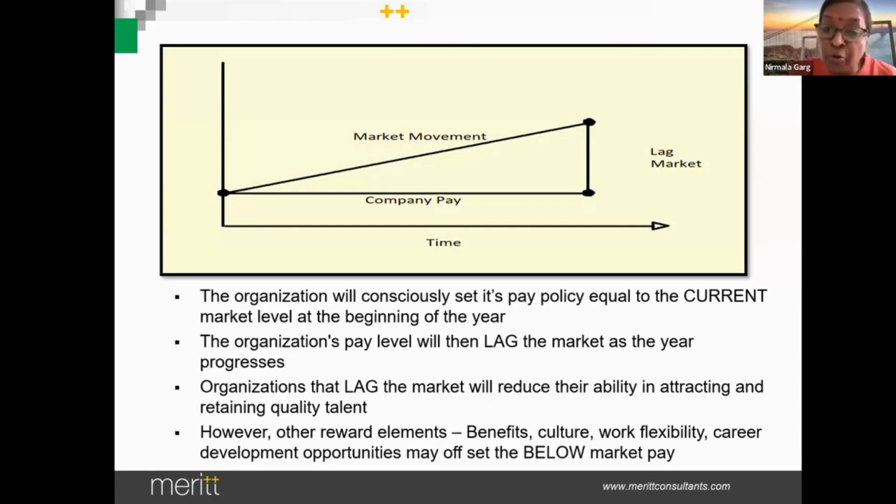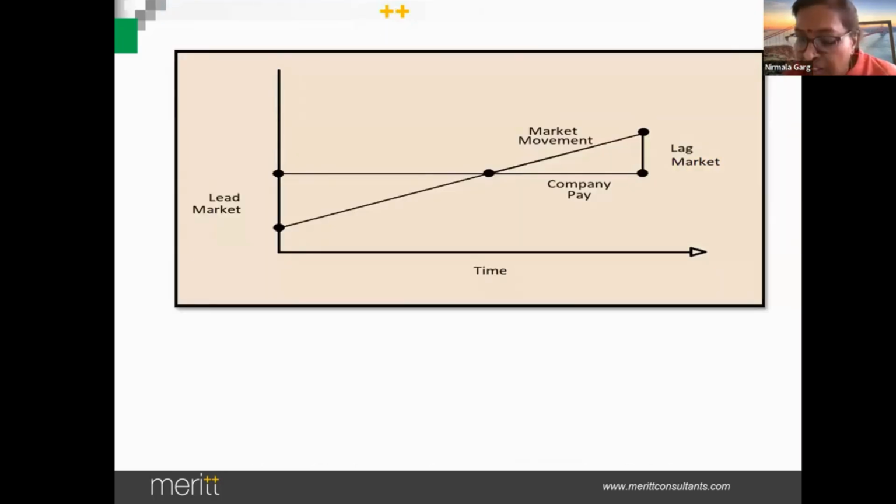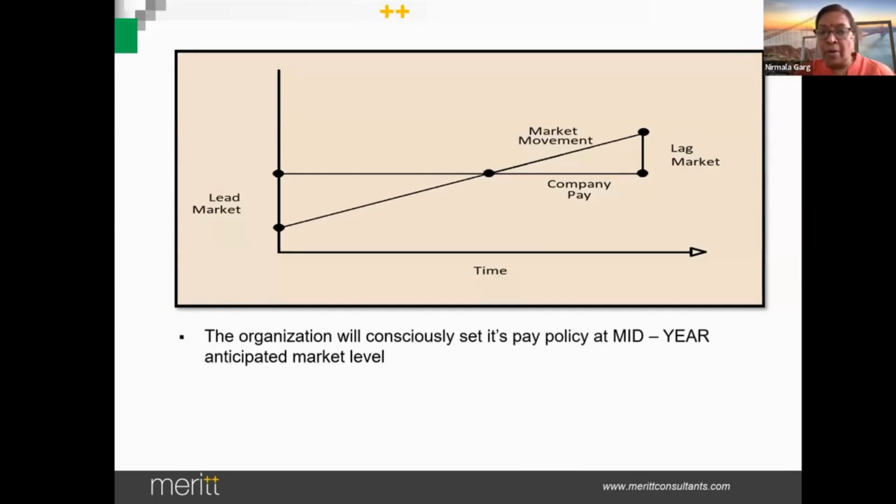So depending on your need, your context, you will actually position yourself. It does not mean that, okay, the market is paying X amount, so I would also like to pay the same amount. All right. It is a company's philosophy and a pay policy. So this is called pay policy. What is pay policy? Depending on the market, what is the position I take? Lead, lag, or on par.